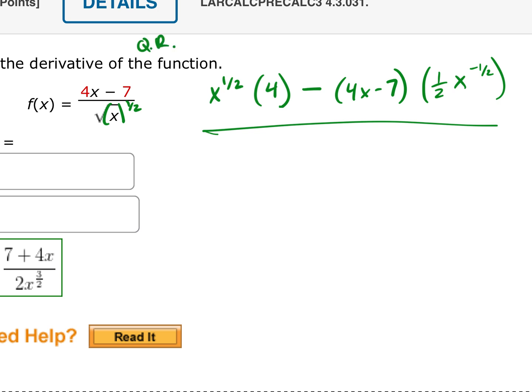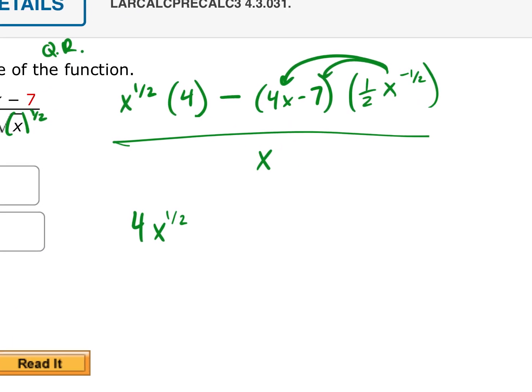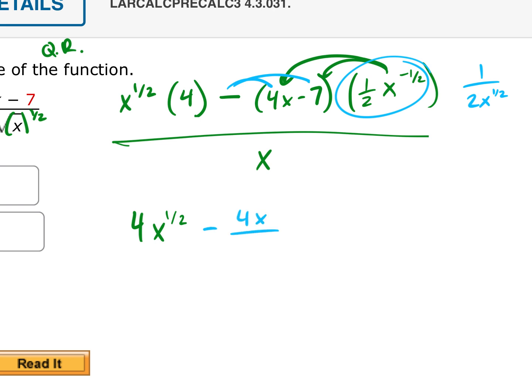Over low squared. Square root of x squared is what? X. How lovely. So 4x to the 1/2 power. Here, we'd have to distribute. Not as lovely. I would simplify this first. Make it 1 over 2x to the 1/2 power. So then when we distribute that, and I'm going to distribute the negative, we get minus 4x over 2x to the 1/2 power plus 7 over 2x to the 1/2 power over x.